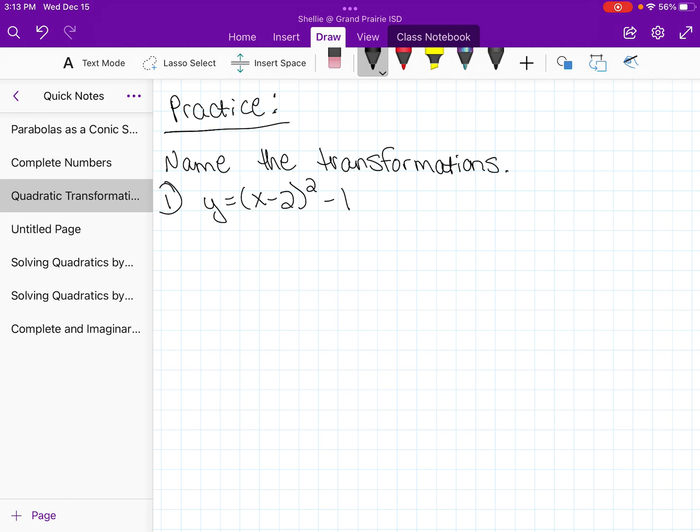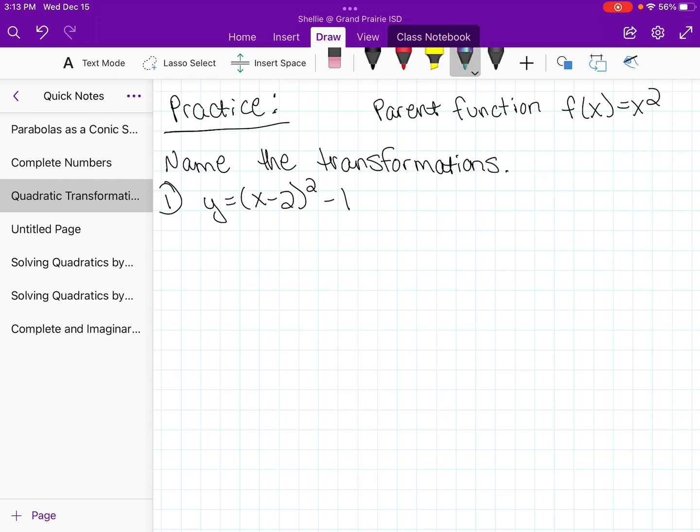So let's just go back over the parent function. So the parent function is going to be f of x equals x squared. So basically, I'm trying to say how this is different from the parent function.